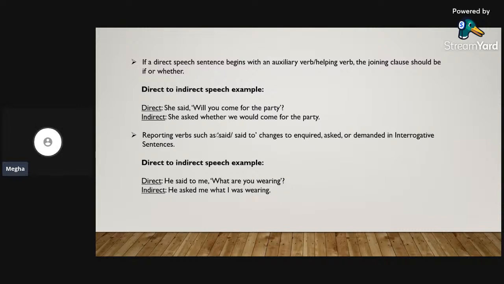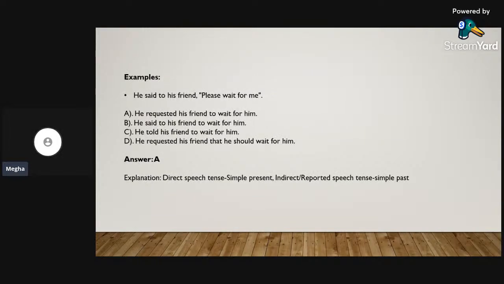So in direct speech, he said to me, "What are you wearing?" So that is direct speech, directly what is said to her. That's an interrogative statement, correct? It has a question mark. So in indirect speech, said to has been changed to: he asked me what I was wearing. See how the tense has been changed, and also the reporting verb, which is said to, has been changed to asked. Guys, understood this condition? Let's see two examples on this and start with active and passive voice.